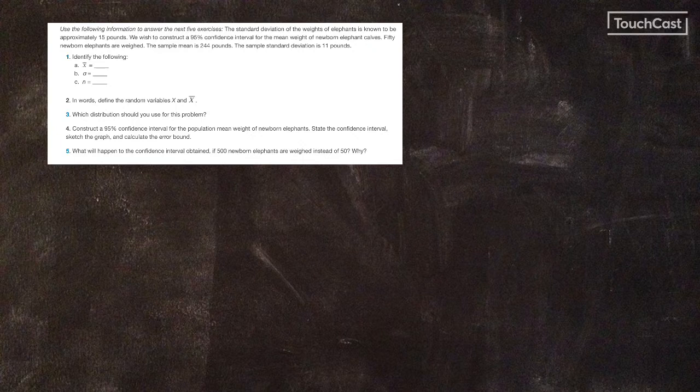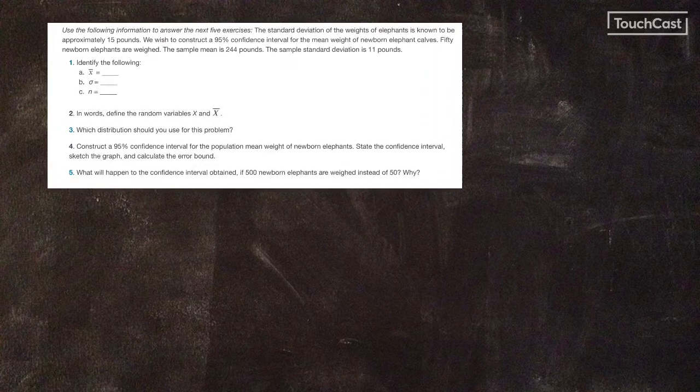So the statement here is that the standard deviation of the weights of elephants is known to be approximately 15 pounds. We wish to construct a 95% confidence interval for the mean weight of newborn elephant calves. 50 newborn elephants are weighed. The sample mean is 244 pounds, and the sample standard deviation is 11 pounds.